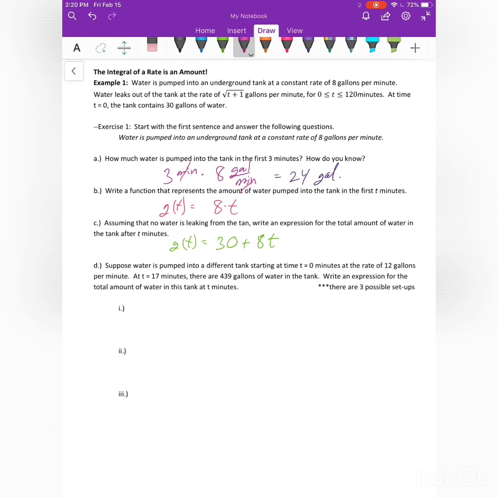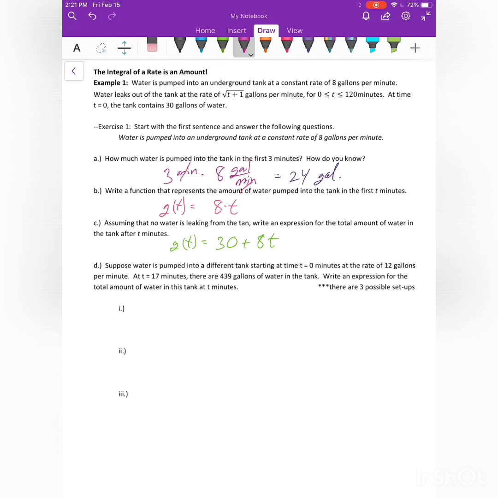So let's break down this even further. Suppose water is pumped into a different tank, starting at time 0, at a rate of 12 gallons per minute. They're telling you that at time 17 minutes, there are 439 gallons of water in the tank. Write an expression for the total amount of water in the tank. We can do this similar to the last one, but this problem doesn't tell you how much is in the tank to start. They just tell you at time 0, that's when time starts, that the rate is a constant rate, this time at 12 gallons per minute.